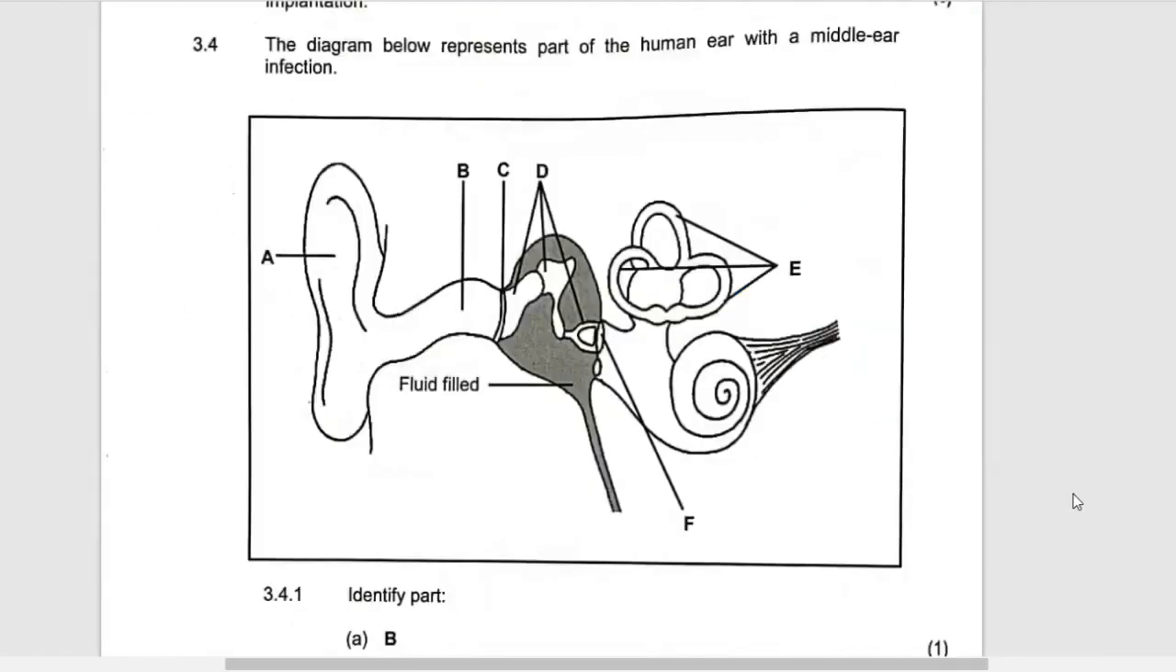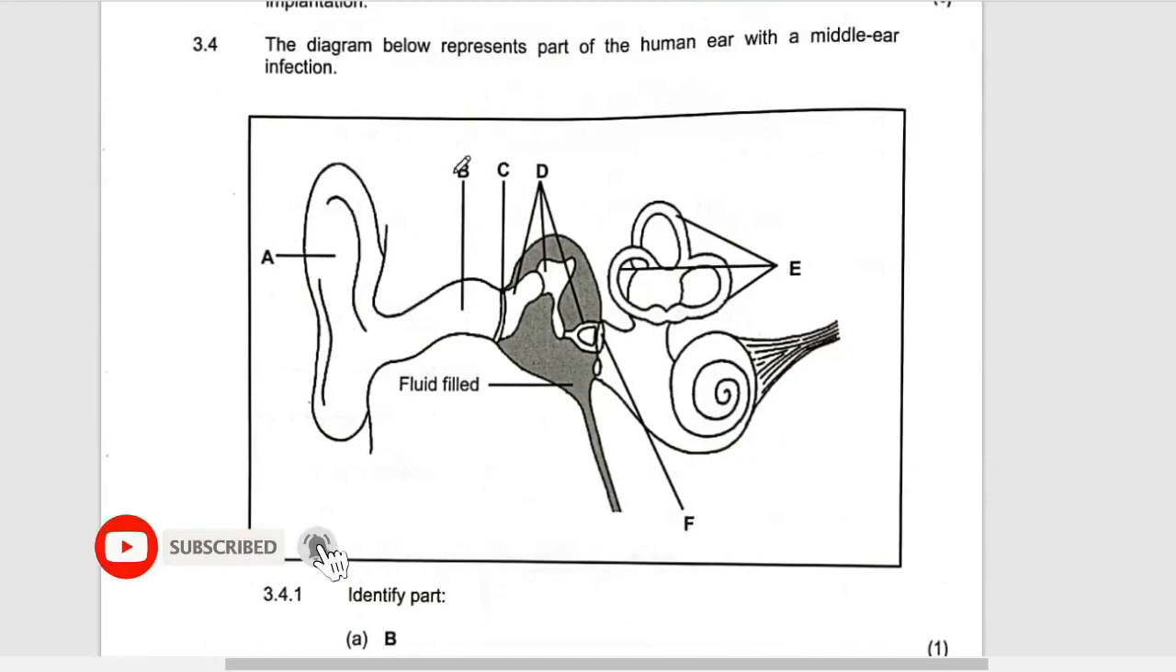Question 3.4. This is the structure of the ear. You need to know exactly what this is. They are saying that the diagram below represents the part of the human ear with the middle ear infection. Middle ear infection. What is the A?